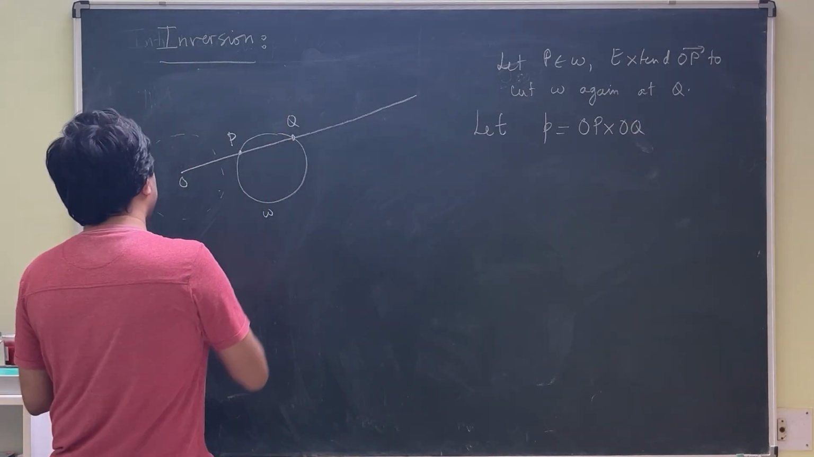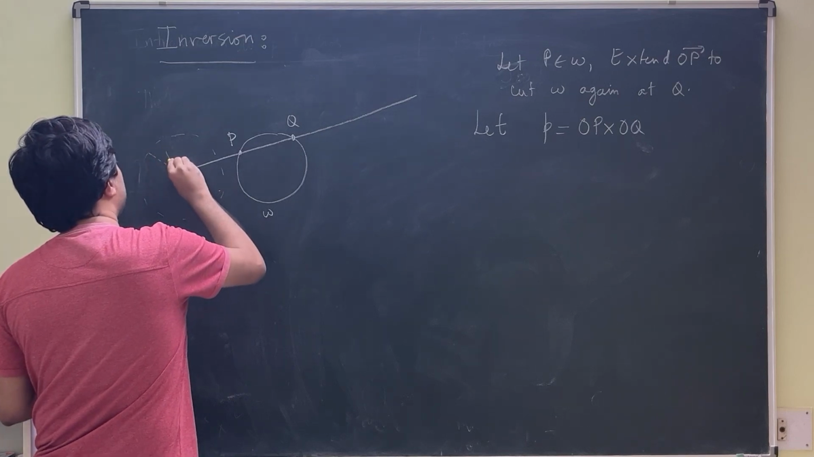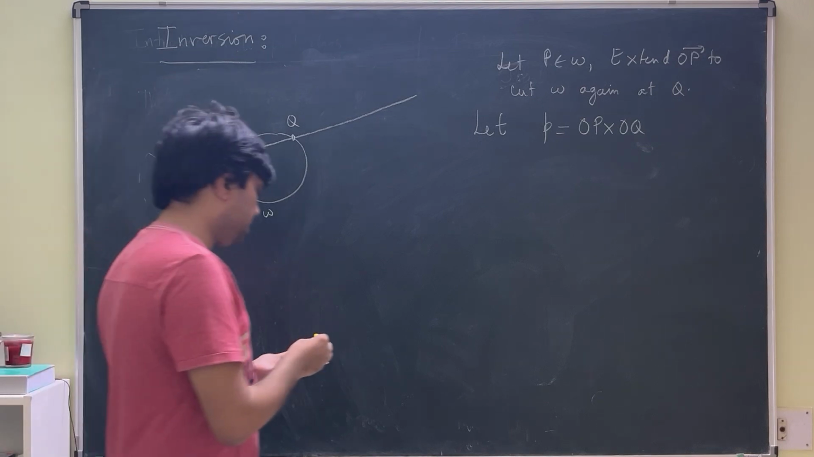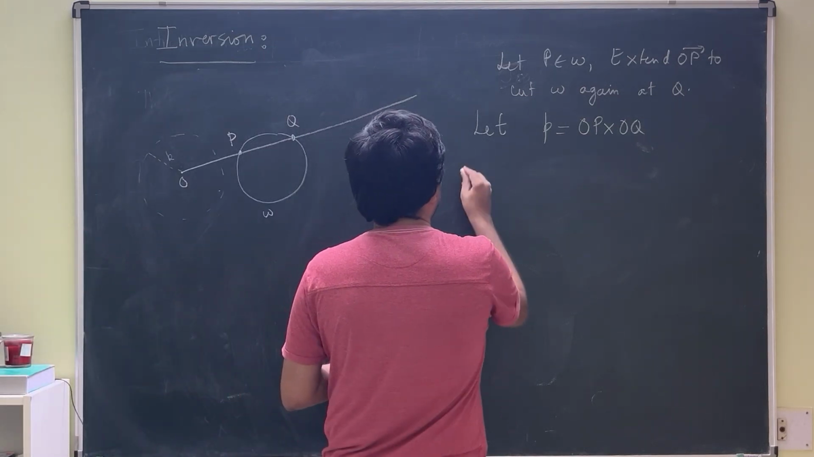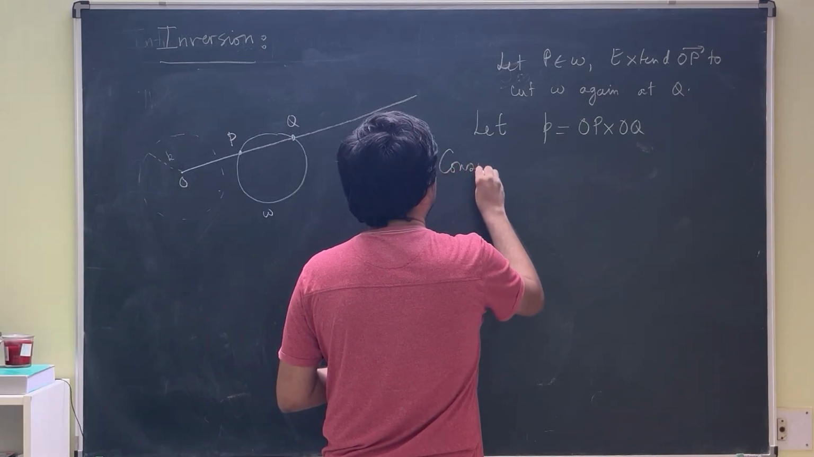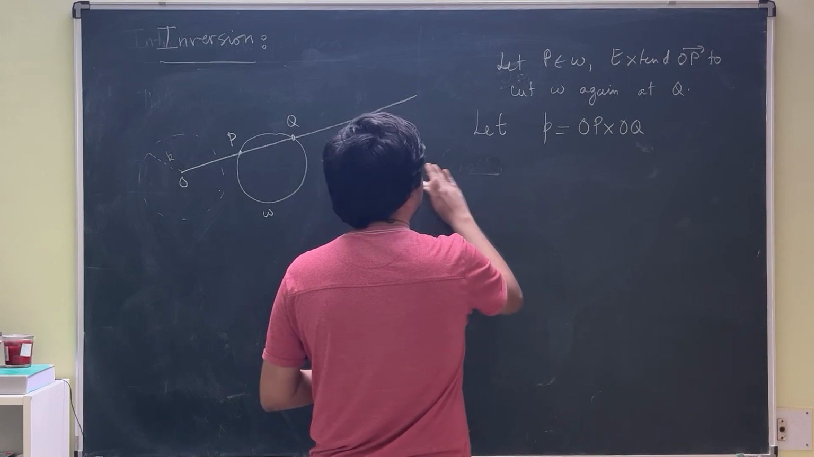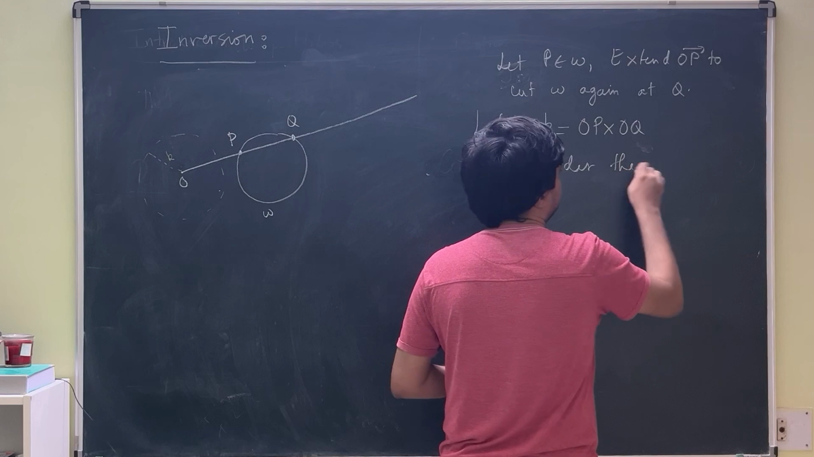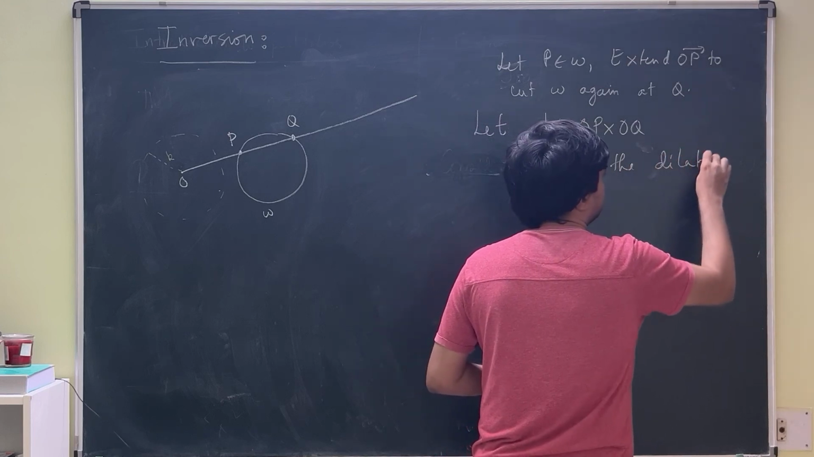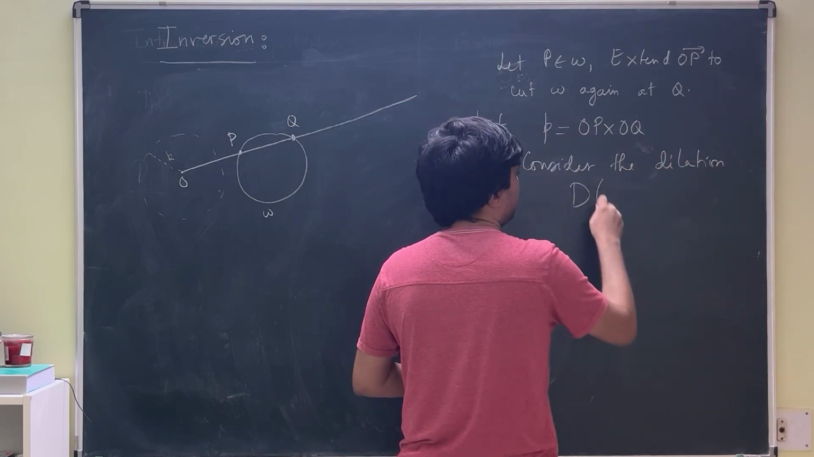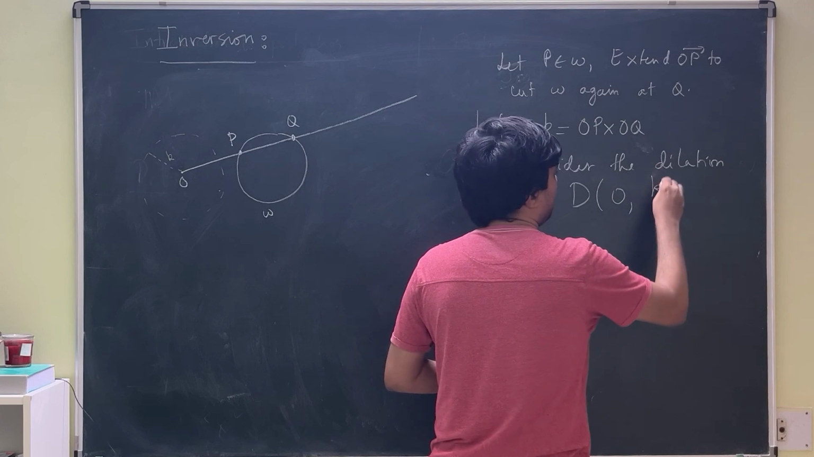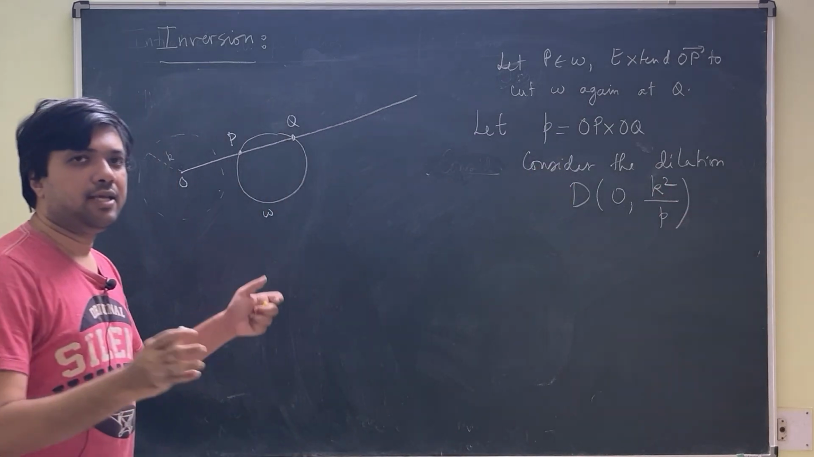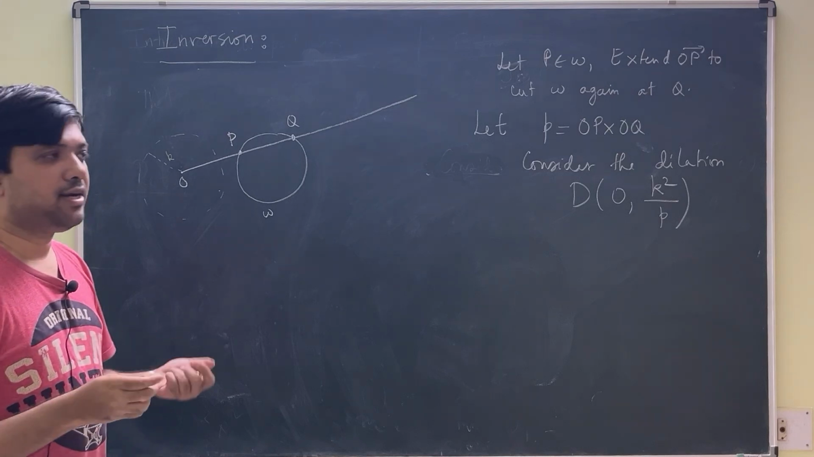Let k be the radius of the circle of inversion. Okay, that's our usual notation. This k is the radius of the circle of inversion. Then consider the dilation, and this is really the genius. So consider the dilation D about O with the factor k square by p. Okay. Consider dilating the plane with center O and factor k square by p.